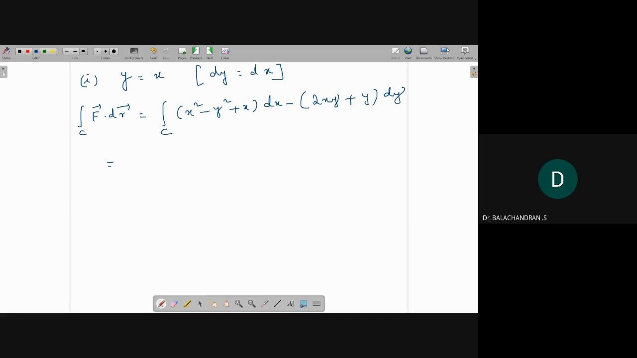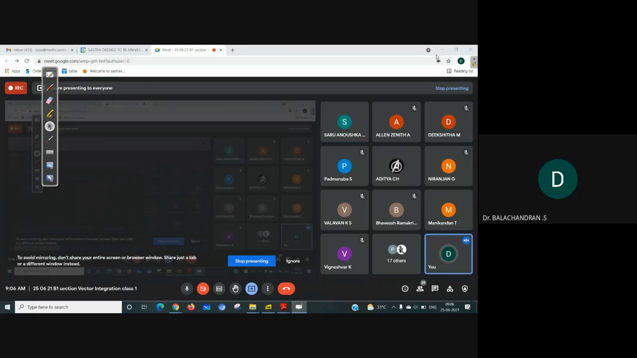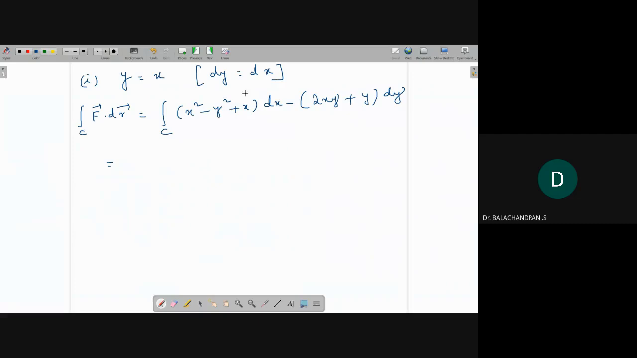Minus 2/3. Yeah, minus 2/3 is correct for y equal to x. Okay. And for y square equal to x is also minus 2/3. Okay, very good, Anushka. Good. Okay, I think you solved. Please check the method is also whether you are doing the same procedure. Okay, please check it. Okay, good.